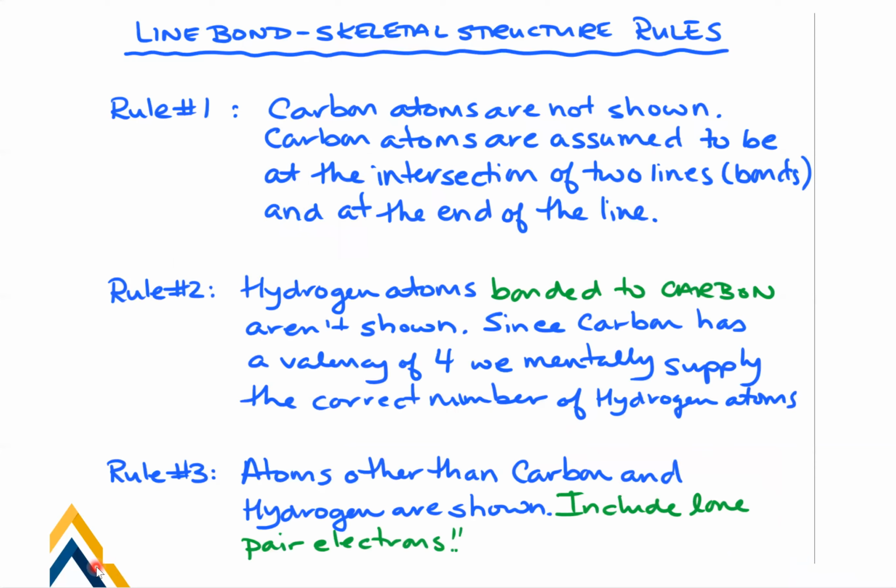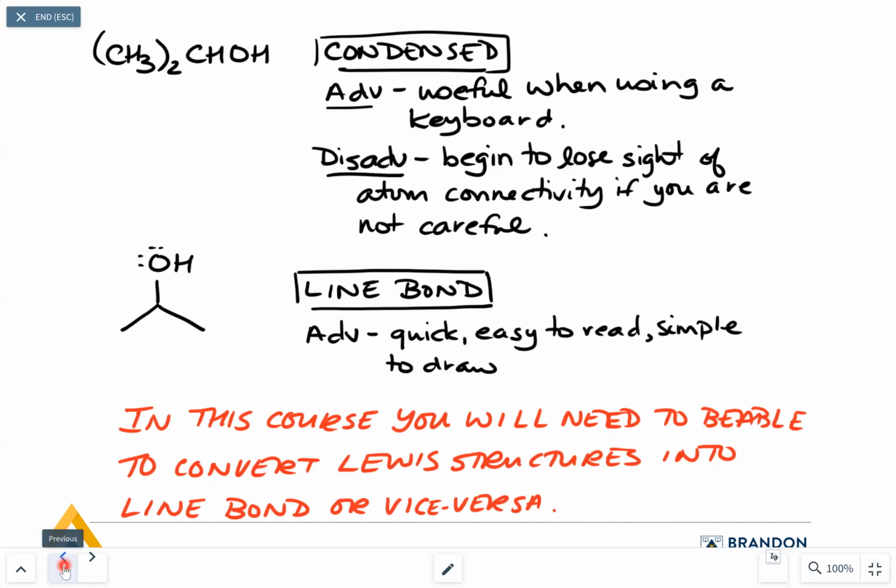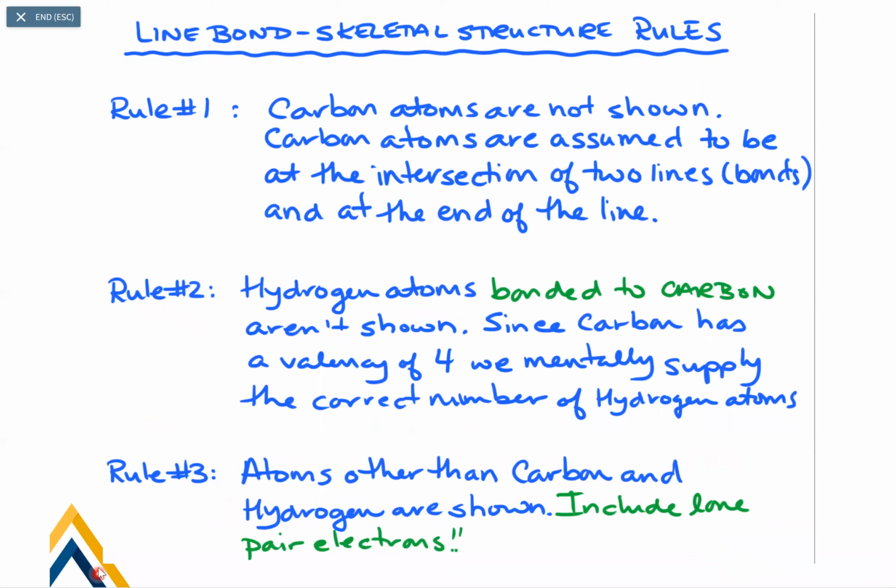So the rules are really simple. Carbon atoms are not shown. We assume carbon atoms are there at the intersection of lines or at the end of lines. So in the first example, at the end of this bond, we assume a carbon atom's there. At the end of this bond, we assume there's a carbon atom there. Here, a bunch of bonds are coming together, a carbon atom is there. So rule 1, you don't draw carbon. Rule 2, you don't draw hydrogen unless it's bonded to a heteroatom of some type.